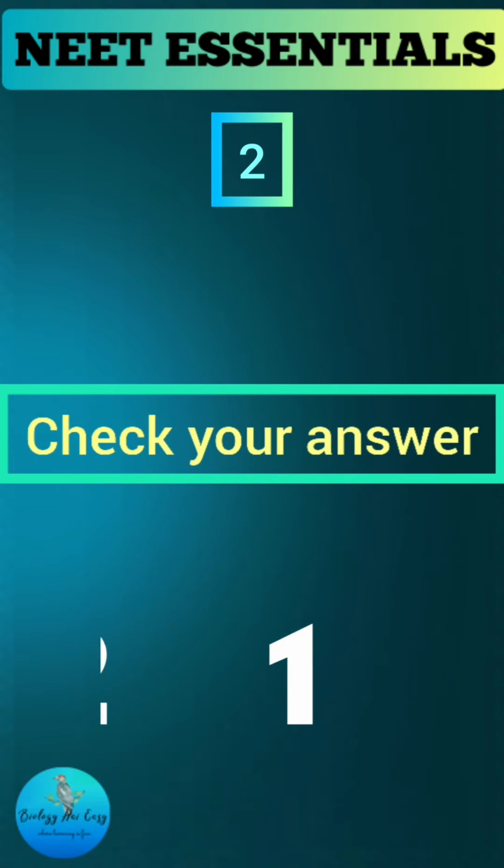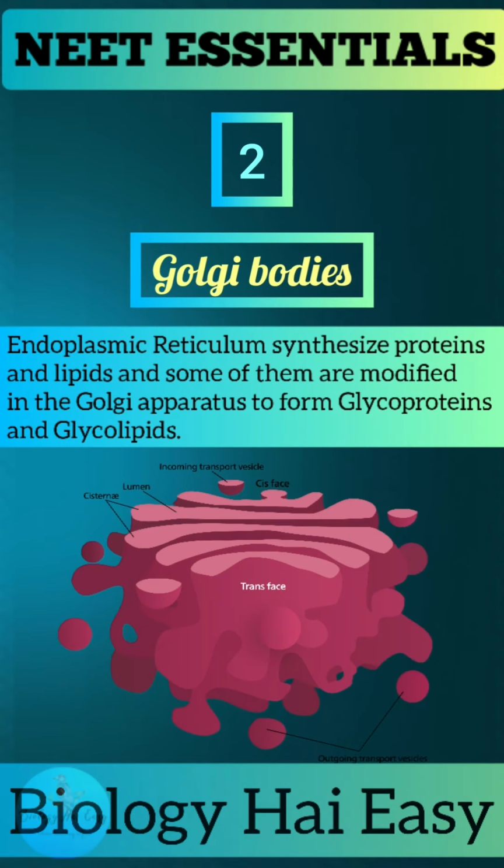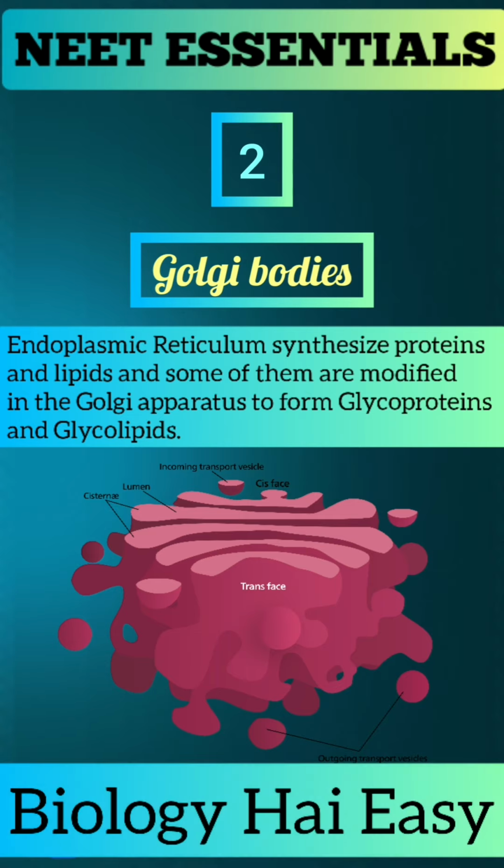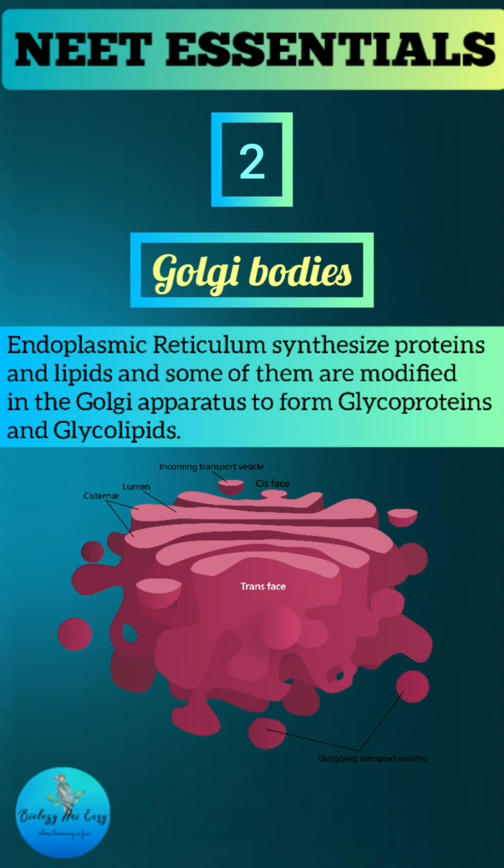And the answer is Golgi bodies. Endoplasmic reticulum synthesizes proteins and lipids, and some of them are modified in the Golgi apparatus to form glycoproteins and glycolipids.